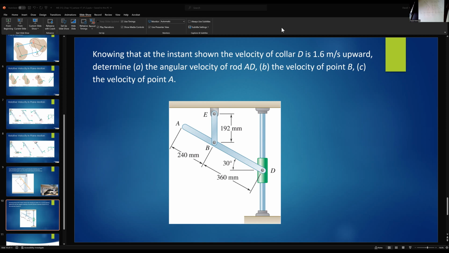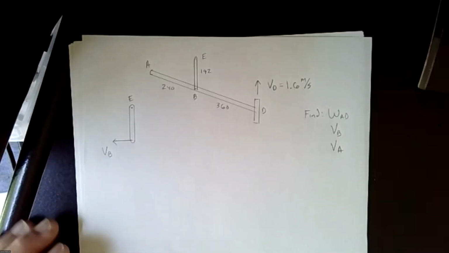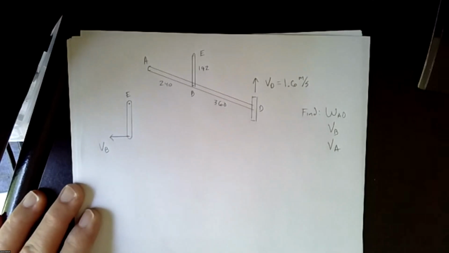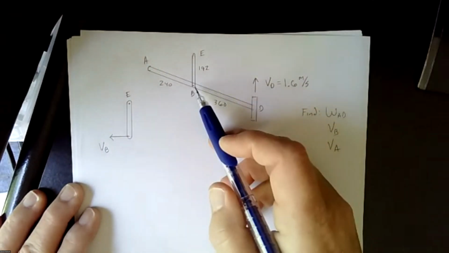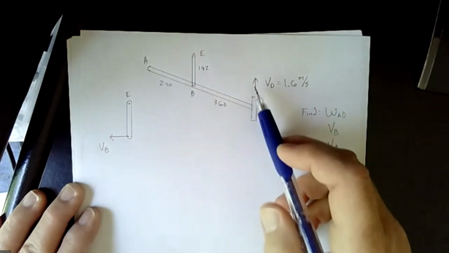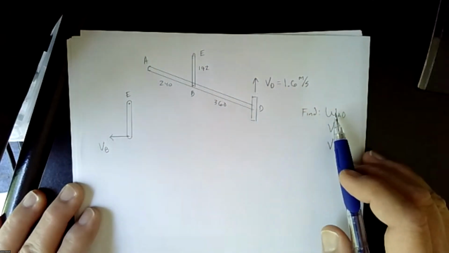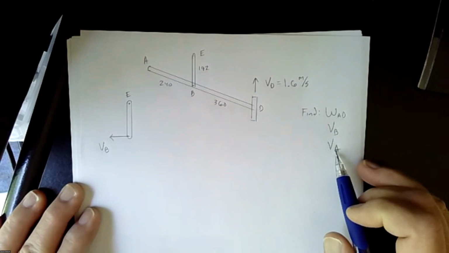So I would go ahead and draw this on your paper and draw what you know, what you don't know, and then let's work through it. So here's our drawing of what we have. So we have E, B, just like this. We want to find omega AD, the velocity of B and the velocity of A.